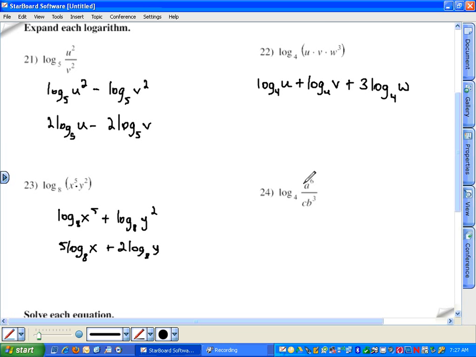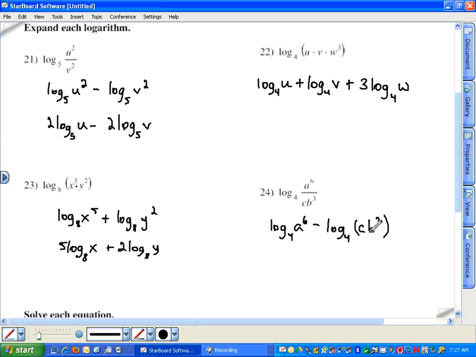Okay, this one here, number 24, is going to be a little bit more involved. Overall, we have a quotient. Now there's a product inside of the quotient, but the first thing we need to deal with is expanding this quotient. So we're going to have a subtraction sign between 2 logarithms. We're going to have the log base 4 of the numerator, a to the 6th, minus the log base 4 of the denominator.